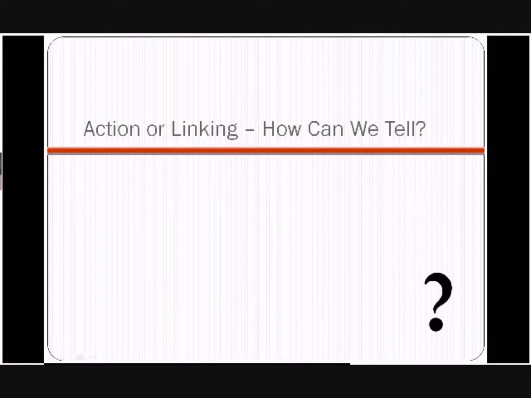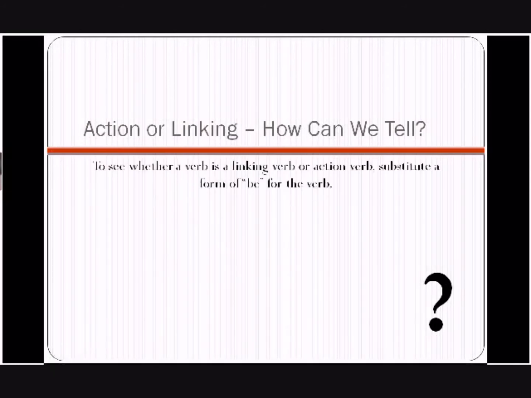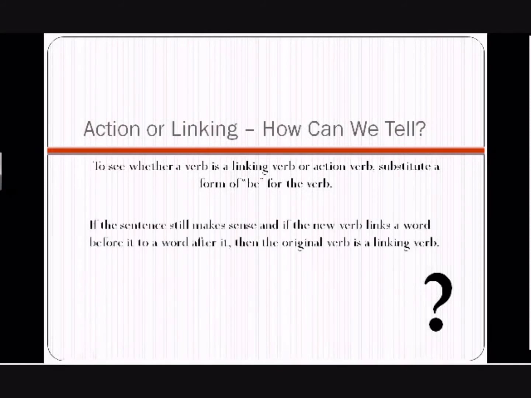We have a few words that can be both action and linking verbs, so we have to decide if they are action or linking. So how do we do that? Well, it's really quite simple. First we ask ourselves, are they actually doing something, or is something actually happening? If so, it's action. Or is the word linking a word in front of it to a word after it? Here's one way to check. Replace the verb with a form of be. If the sentence still makes sense, and you haven't changed the meaning of the sentence, it is a linking verb.